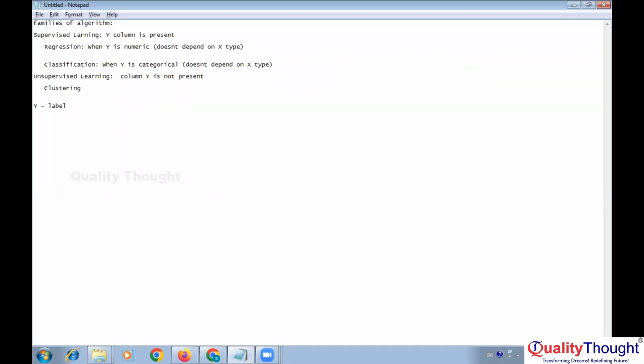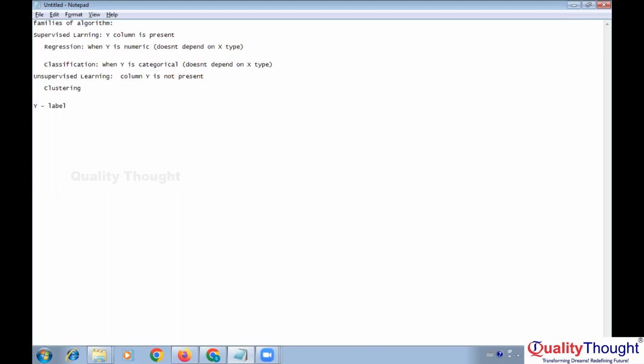So the answer will be 1 among 50 only, not anybody else, not 49.5 or 38.5 or 52. It has to be 1 among those 50 only, isn't it? So this is a classification problem. Supervised, because we know that it's going to be one of the 50 people. So it is definitely a categorical value. So Y is present and Y is categorical.